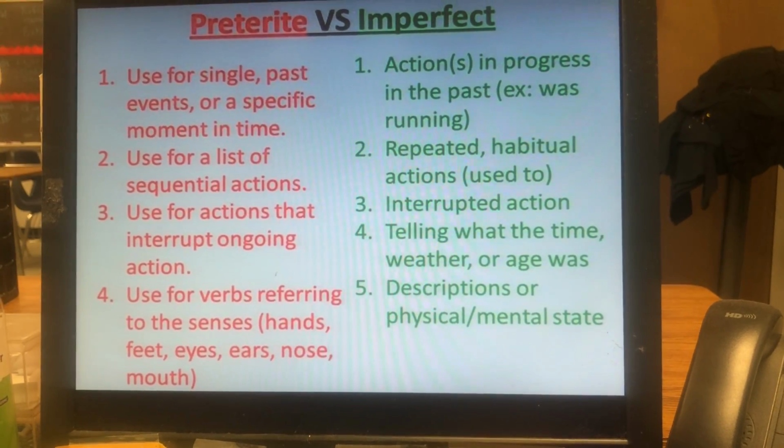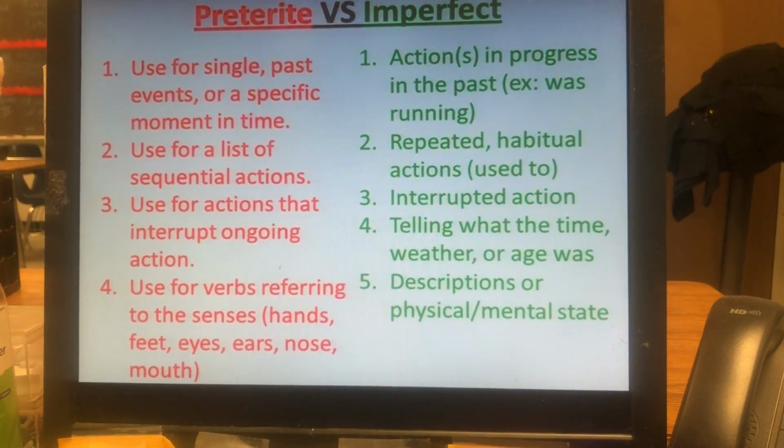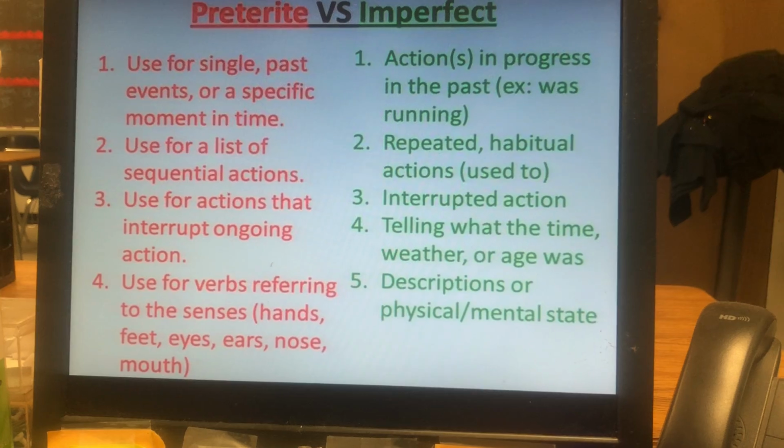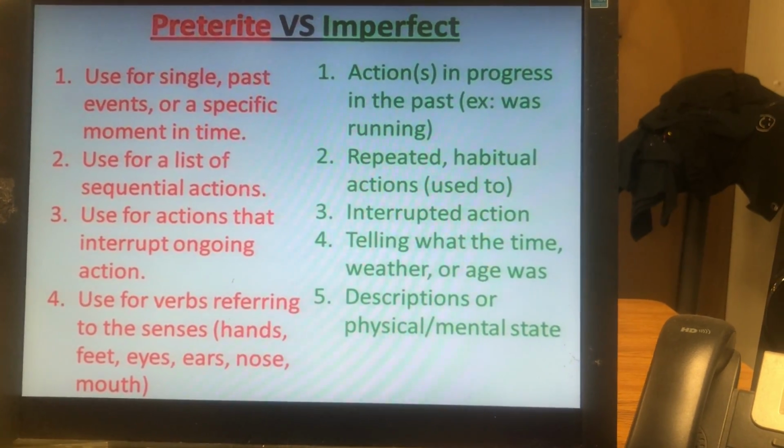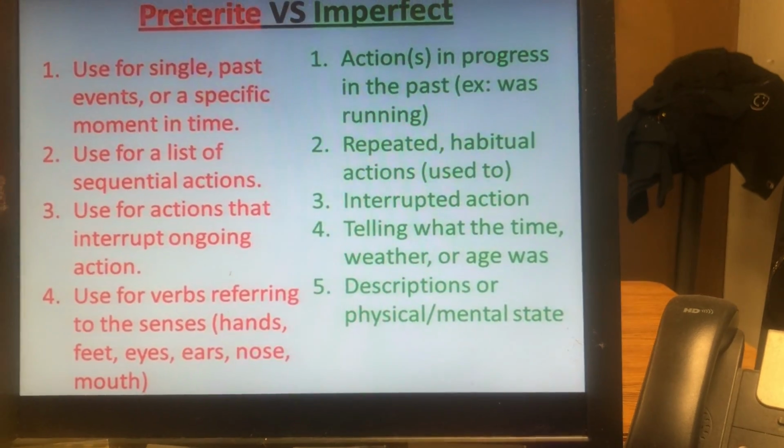So I was walking down the street when I got hit by a car. The I was walking part is the imperfect. The getting hit by a car is the preterite. Go away. Yes, that's a good example.